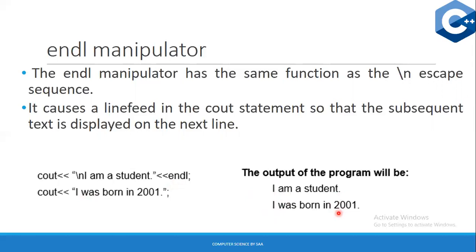It has the same purpose as backslash n, but the only difference is this backslash n is used inside these quotation marks of the cout statement, but the endl manipulator is written outside these double quotation marks.